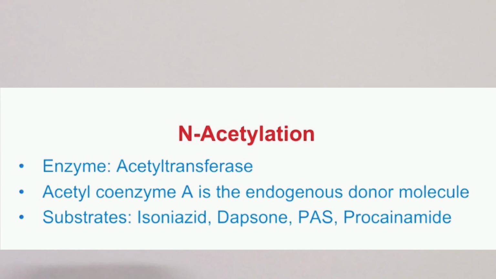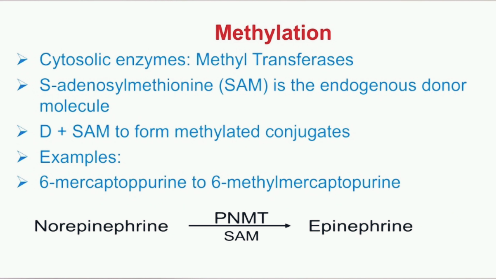Next is methylation. So here the cytosolic enzyme is methyltransferases and the endogenous donor molecule is S-adenosylmethionine. So the drug combines with S-adenosylmethionine to form methylated conjugates which are easily excreted through the kidney. Examples are 6-mercaptopurine is converted to 6-methyl-mercaptopurine. Another example is that of norepinephrine, which undergoes methylation to form epinephrine.